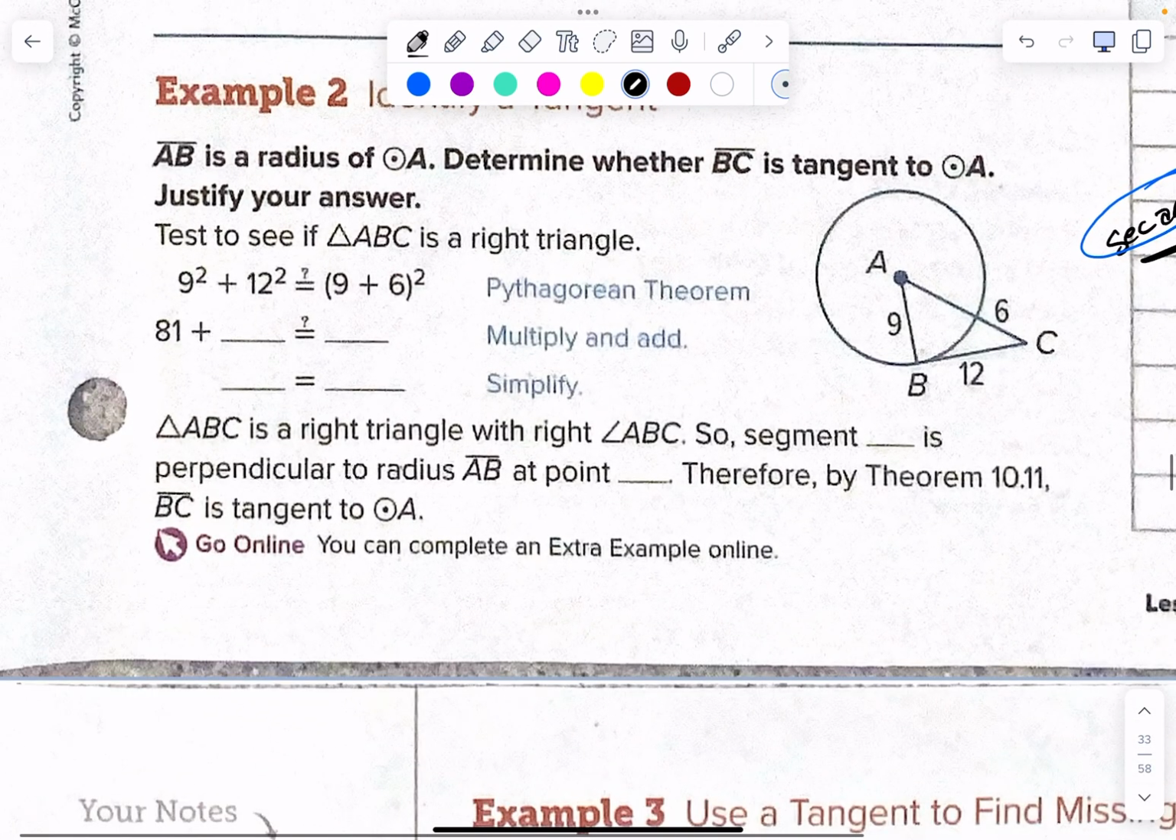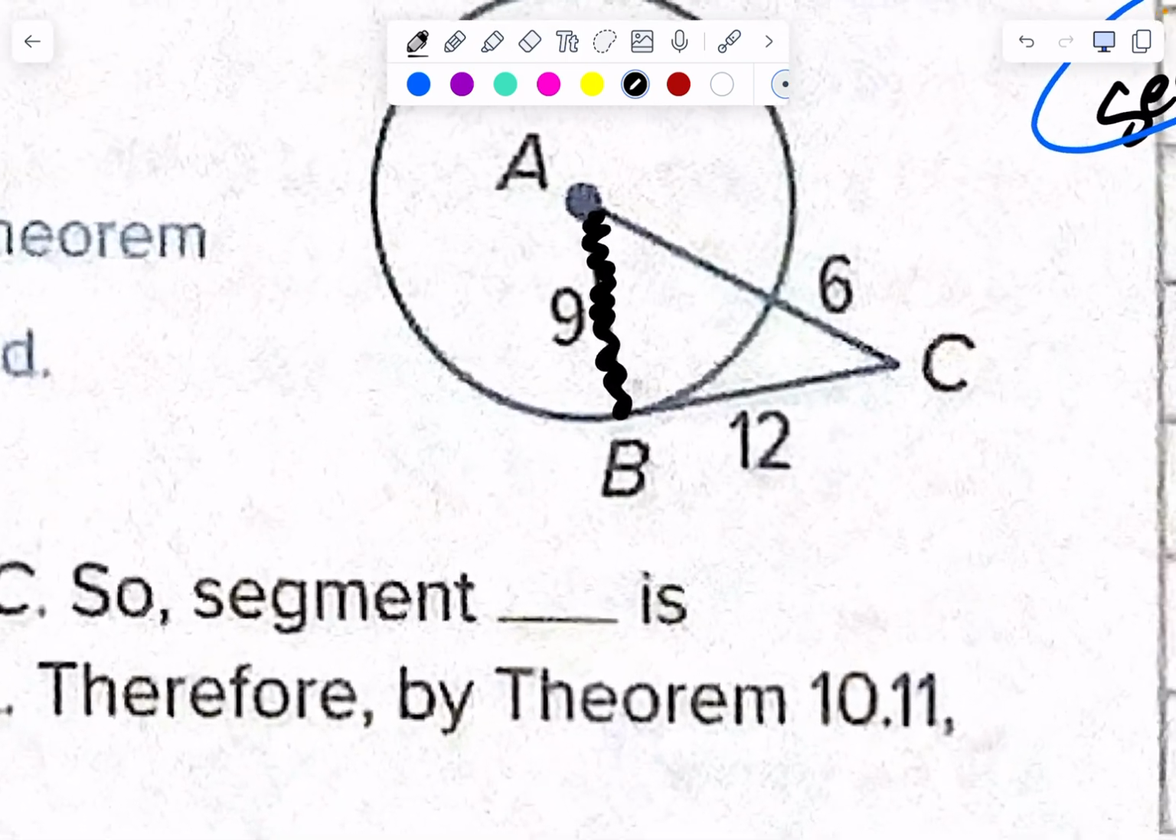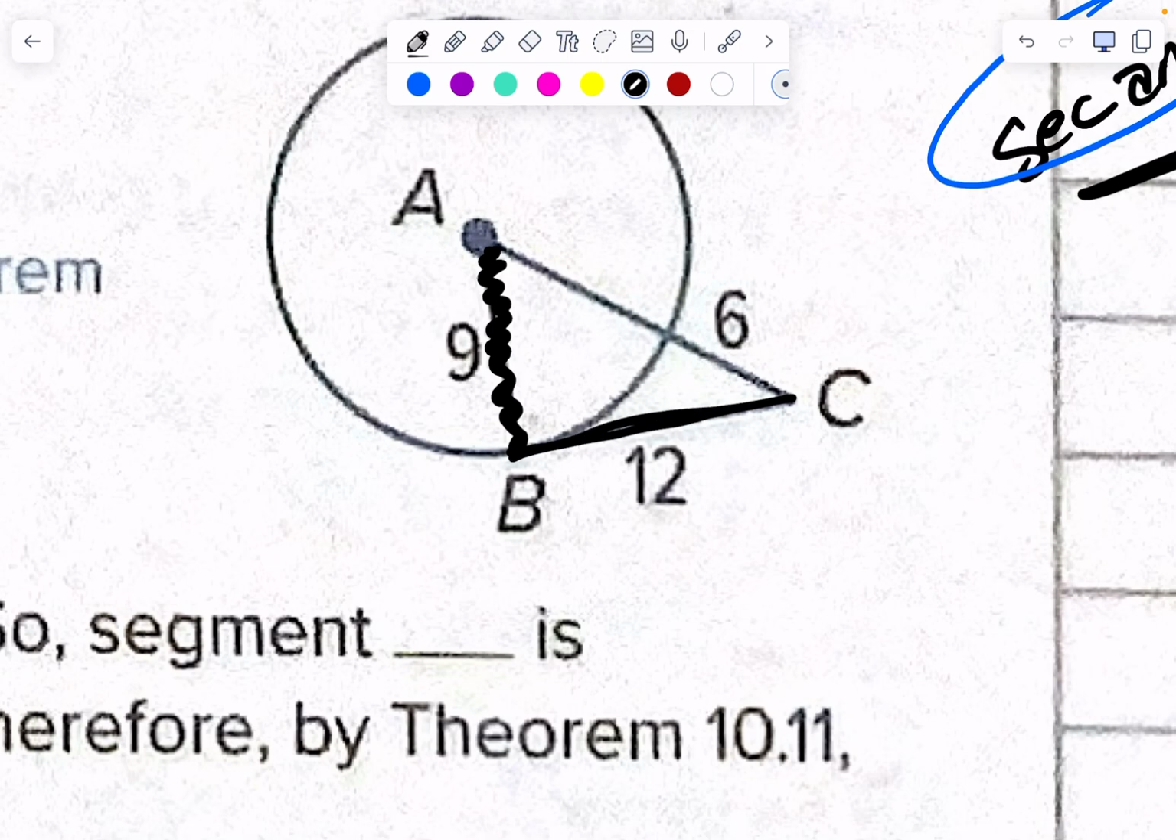All right, example 2. AB is a radius. This is a radius, and the radius is 9. They want to know, is BC a tangent line? Is it just touching at one spot? Or if I would continue it on through, would it end up going through the circle slightly and be a secant line instead of a tangent line? How do I know? Is it a right angle? If it's a right angle, it's tangent, right? It's making a T, it's tangent. So can I use these numbers and figure out if it's a right triangle? Yes, except 6 is only this.